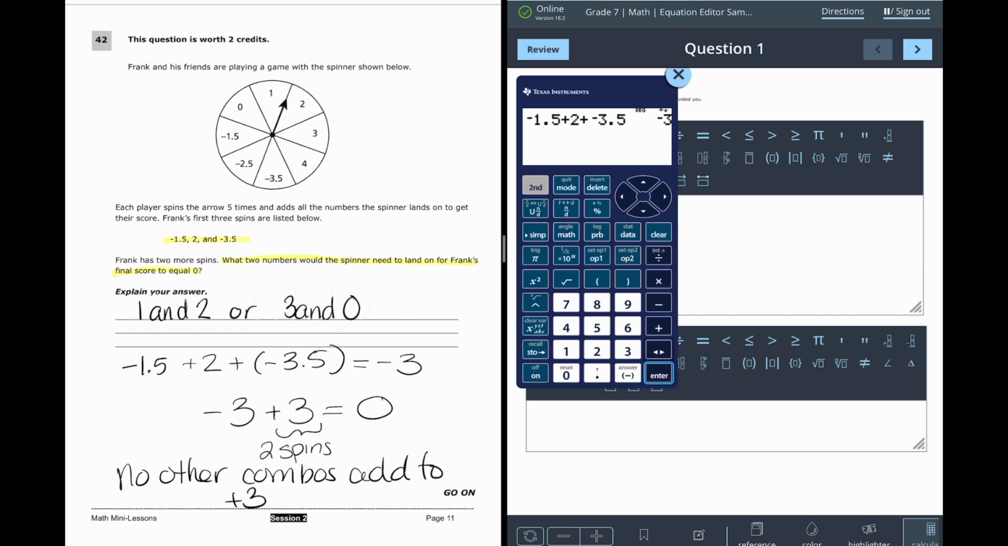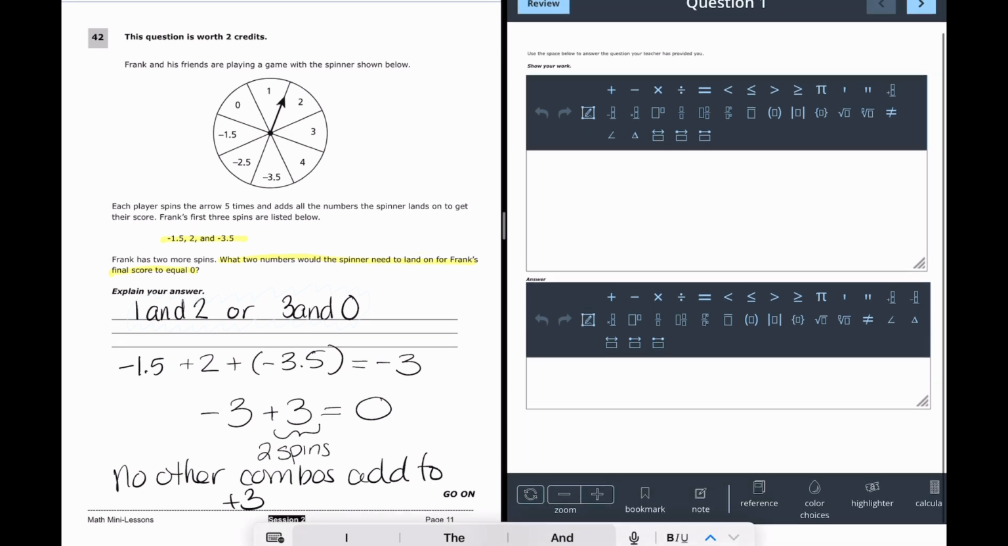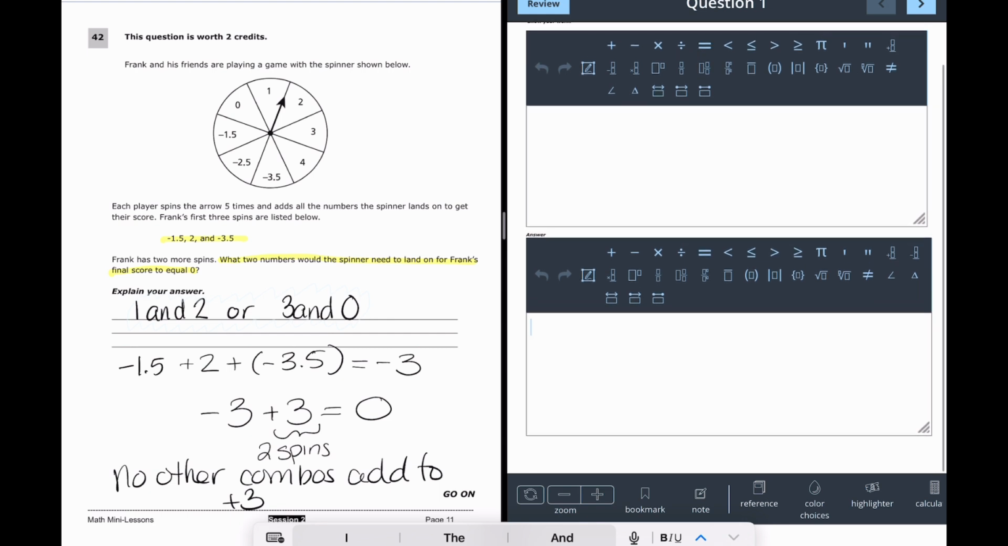Okay, so let me close out my calculator and let's put our answer onto the next part, an explanation. All right, I'm moving over to Nextera. I'm going to extend my answer part just a little bit. And okay, let's start by answering the question, what 2 numbers would the spinner need to land on? So I'm going to just restate the question.